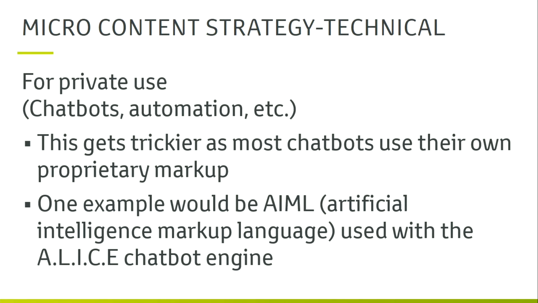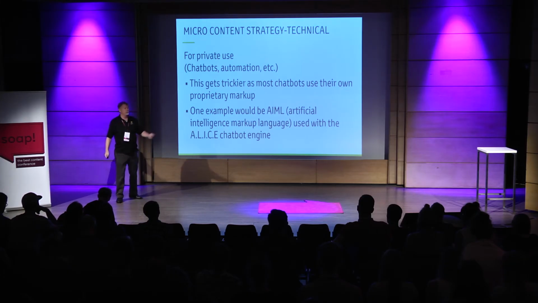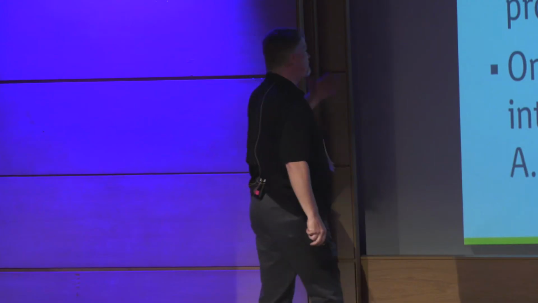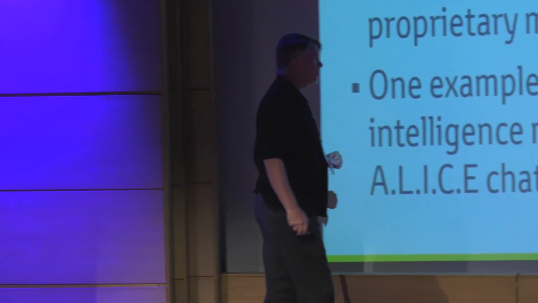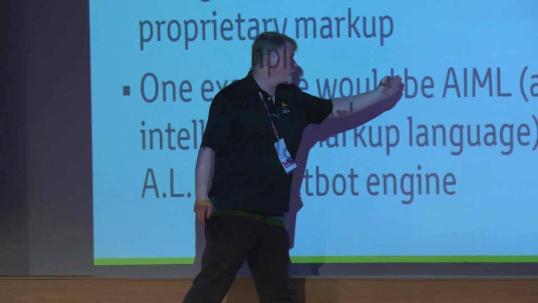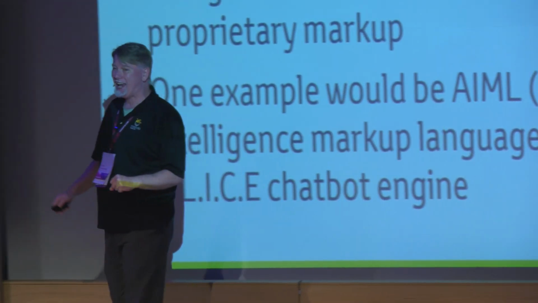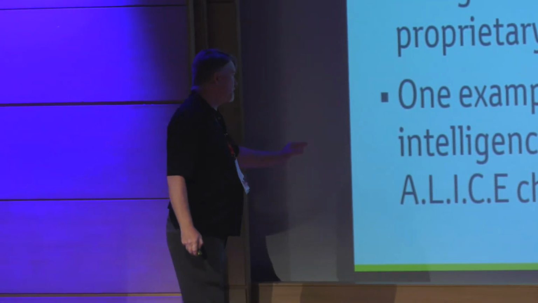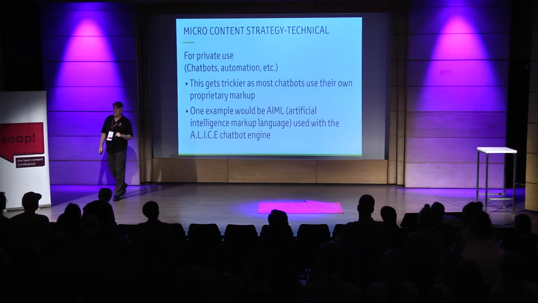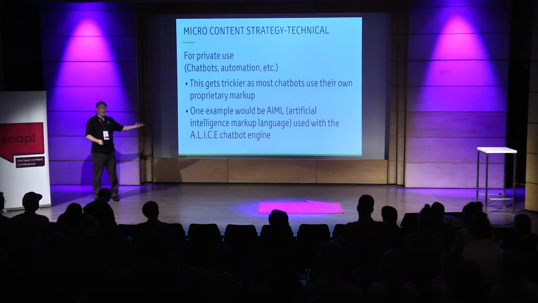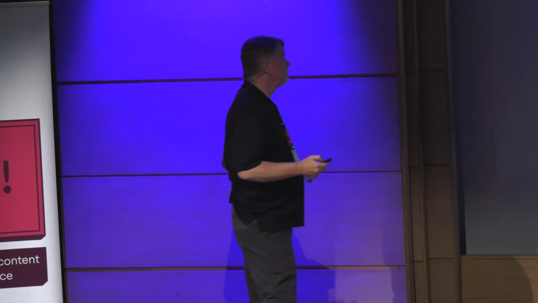So an example, one of the very first chatbots was called Alice. Do not use it, it is way too old now. But to have content in the Alice chatbot, you had to write in a language called AIML, the artificial intelligence markup language. The people who created Alice just made it up. And that's the problem. Most chatbots use a proprietary markup.